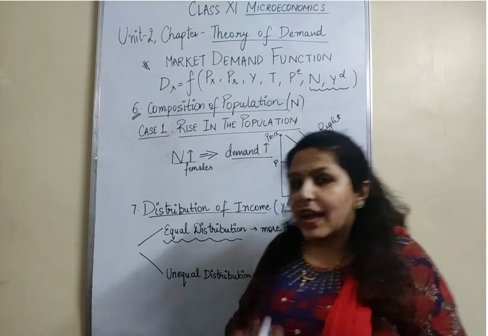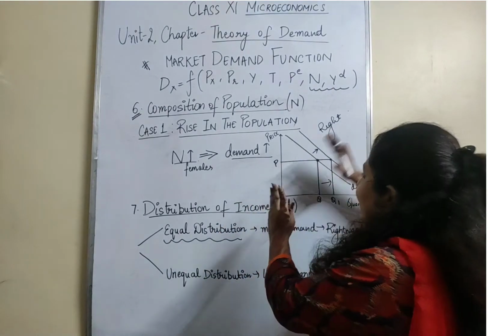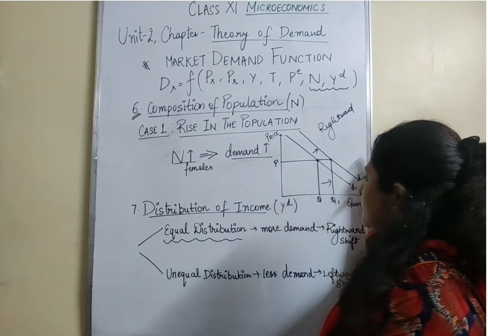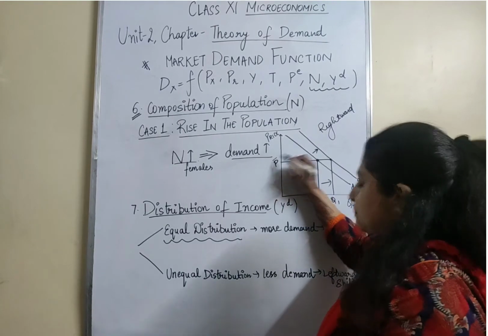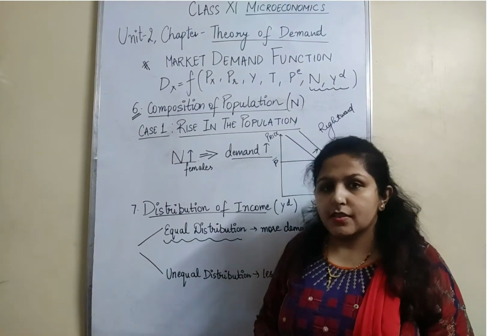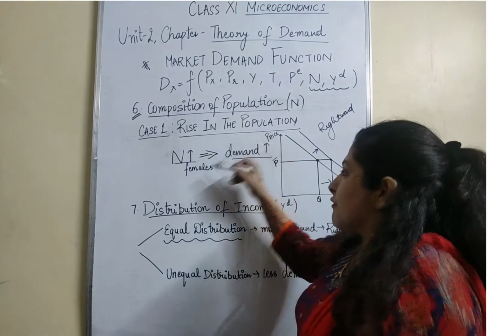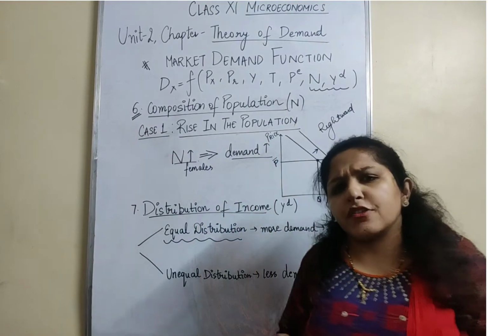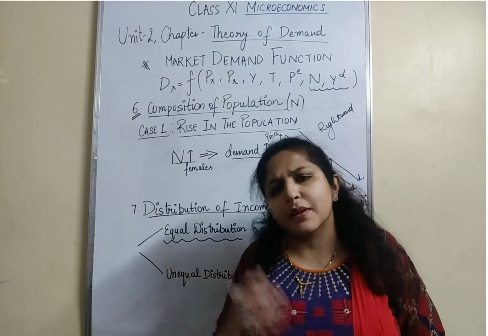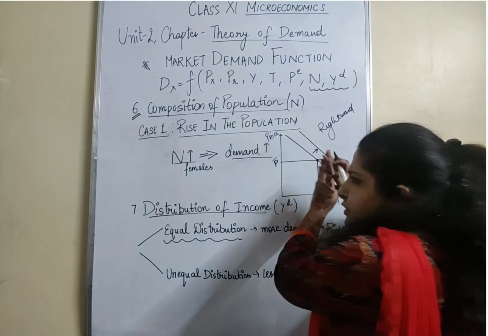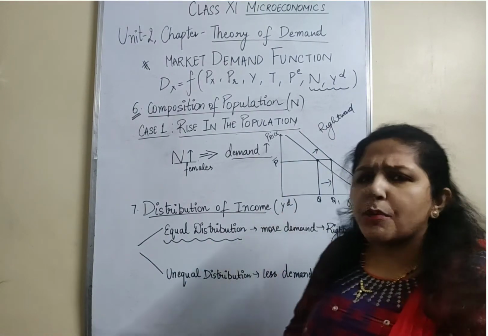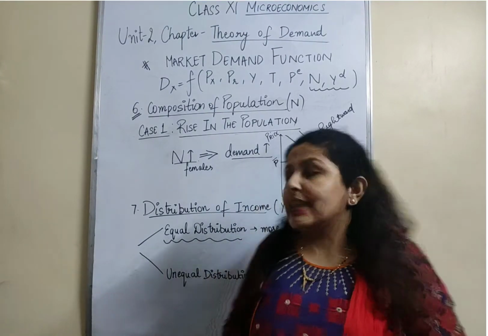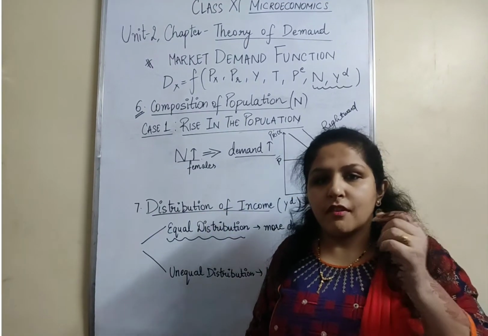Right? And you know that increase in demand is shown by a rightward shift. Increase in demand is shown by a rightward shift from Q to Q1, and price will not change. Price will remain constant. So, a rise in the population of, let's say, females will increase the demand for cosmetics. On the other hand, if the population of females decreases, the demand for cosmetics will decrease. So, in that case, the demand curve will shift leftwards. It can be with any composition. Let's say the population of babies is increasing, then the demand for diapers will increase.